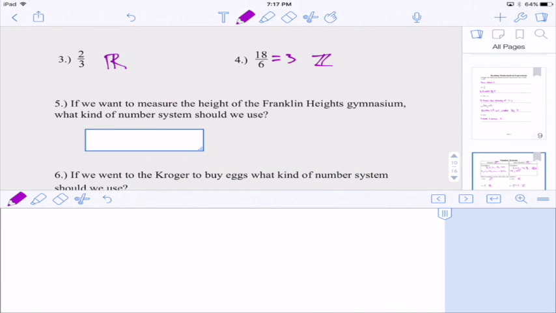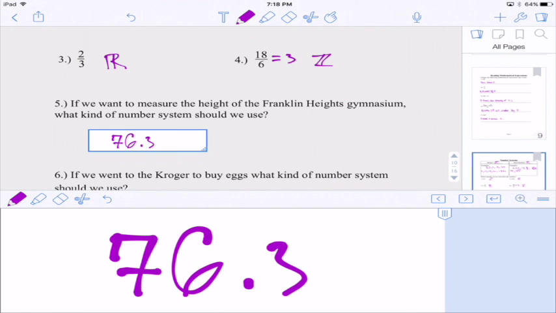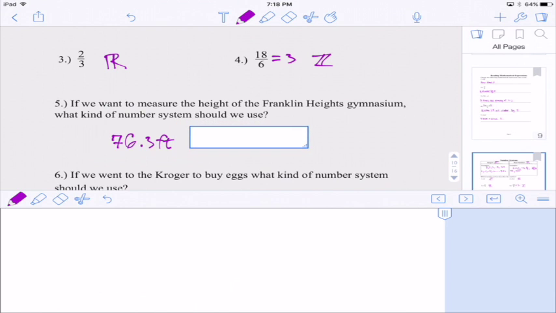So if we wanted to measure the height of the Franklin Heights Gymnasium, which number system should we use? If we think about measurements, we could measure in inches, which are whole inches, or meters, or centimeters. We typically measure using decimals too, because we could say the height of the Franklin Heights Gymnasium is 76.3 feet. So typically when we measure some stuff, we want to be as exact as possible. So in this case, we want our answer to be a real number because we want those decimals and we want those fractions.